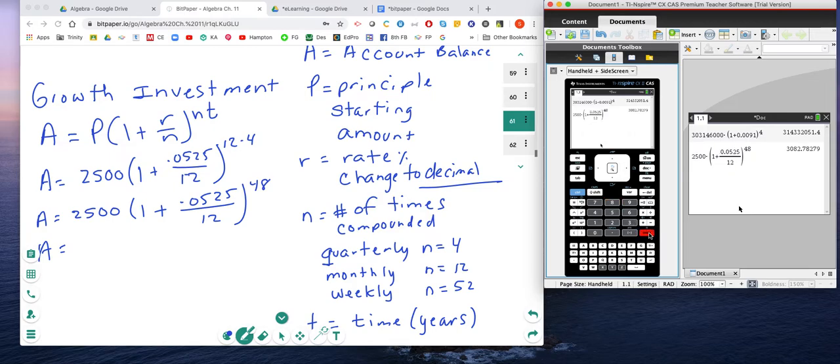Enter. And now this is money, so you need your label. So you're going to have your dollar sign, 3082.78. So that is how much money is going to be left in your account after you have compounded interest for 12 months at compounded interest monthly for 4 years.